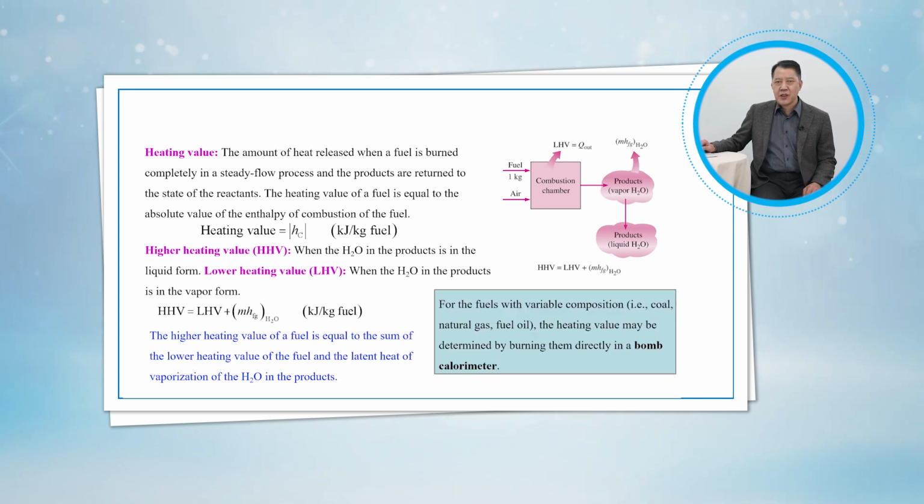When the exact composition of the fuel is known, the enthalpy of combustion of that fuel can be determined using enthalpy of formation data as shown above. However, for fuels that exhibit considerable variation in composition depending on the source, such as coal, natural gas, and fuel oil, it is more practical to determine their enthalpy of combustion experimentally by burning them directly in a bomb calorimeter at constant volume, or in a steady flow device.